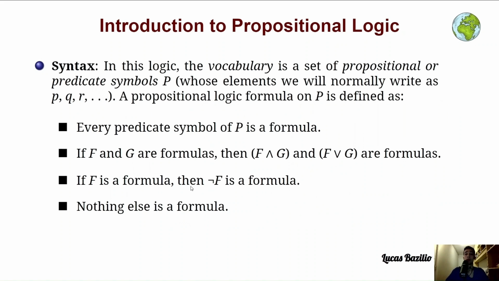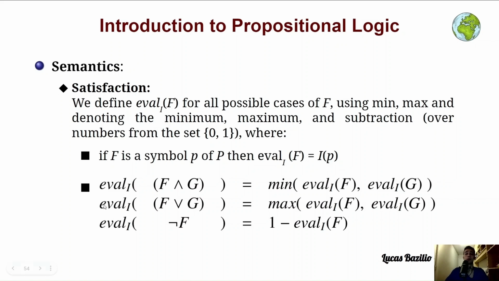Remember that a formula can also be the disjunction of two formulas. So in order to evaluate a disjunction, it is very simple. We just compute the maximum, and we compute the maximum by definition of the disjunction operation. Remember, as we discussed, the disjunction of two formulas f, g is a formula that is true if at least one of f or g is true.